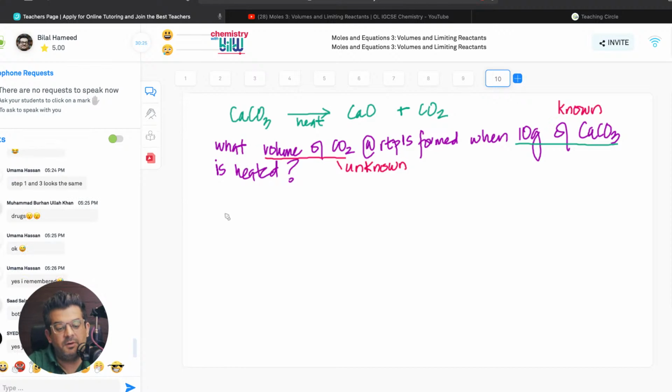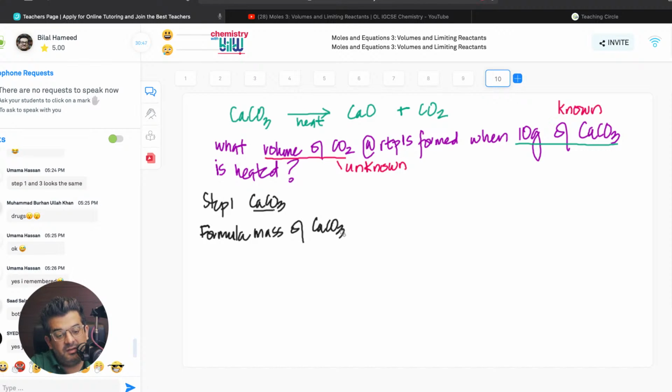So we will use both formulae. Step 1. Step 1 is known. Known is calcium carbonate. Before I use the formula for mass, I know I will need the formula mass of CaCO3. What is the formula mass of CaCO3?